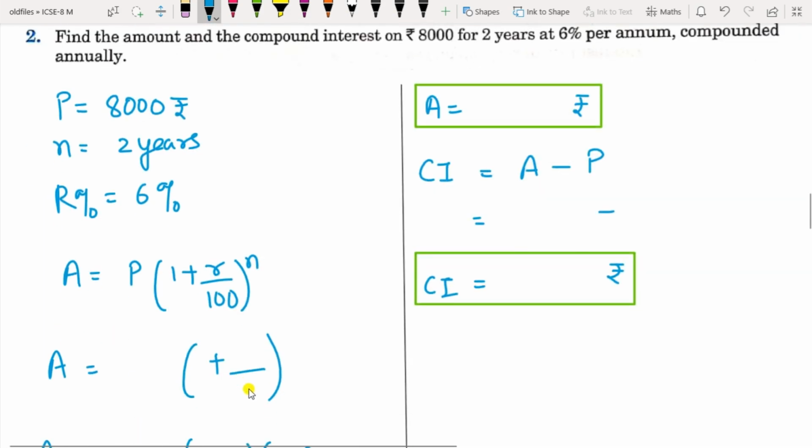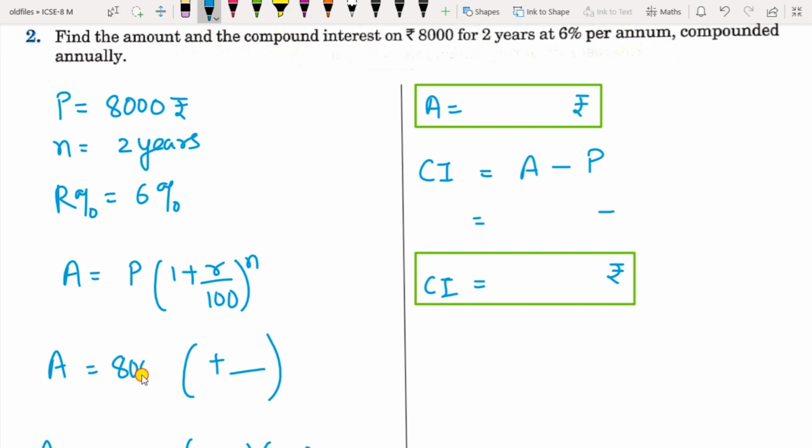Okay. Now question 2, I am solving here by using the formula. So find the amount and the compound interest on 8000 rupees for 2 years at 6% per annum compounded annually. So P is 8000, N is 2 years, R percentage is 6% here. Apply this formula. Now substitute the values.